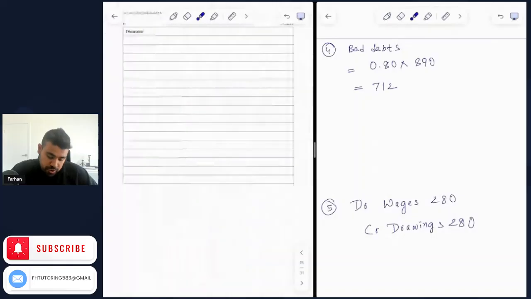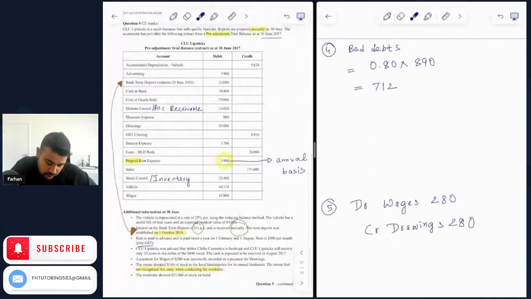Okay, so let's move to additional information number 5. Yes, a payment for wages of $280 was incorrectly recorded as a payment for drawings. All right, so we paid salaries and wages to our staff, but we incorrectly recorded this as drawings. So when we record drawings, we debit drawings, right? But because there were no drawings to begin with, we need to remove drawings that we have recorded earlier. So if you want to remove drawings, you have to credit drawings by 280.